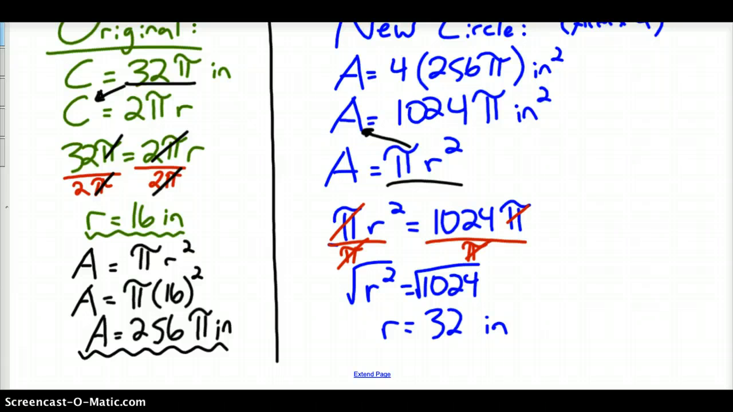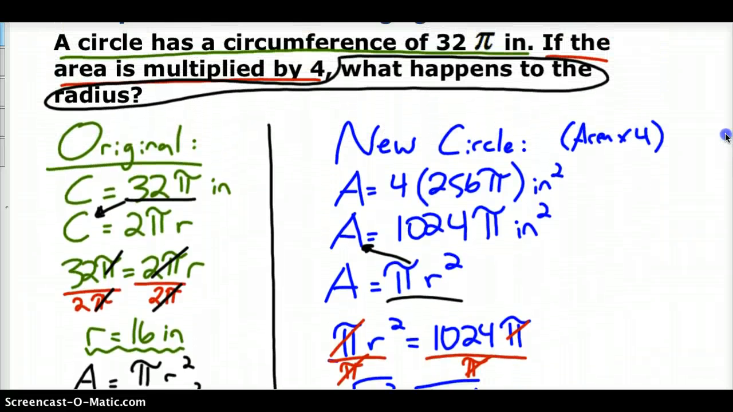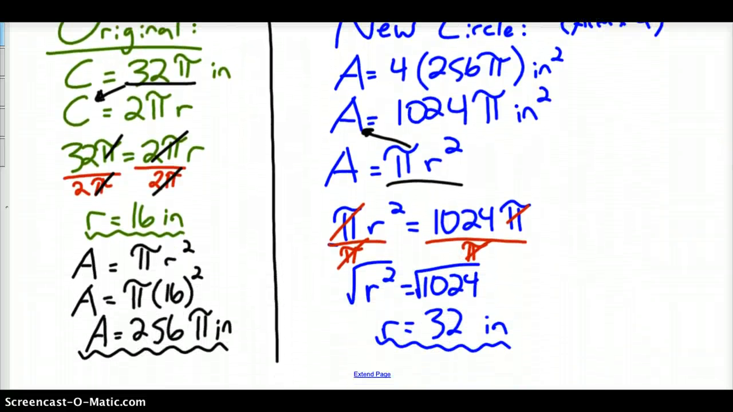This is now going to be our answer for radius, and let's just see what our question is again. What happens to the radius? If we look at our new radius and our old radius, it looks like our radius was doubled.